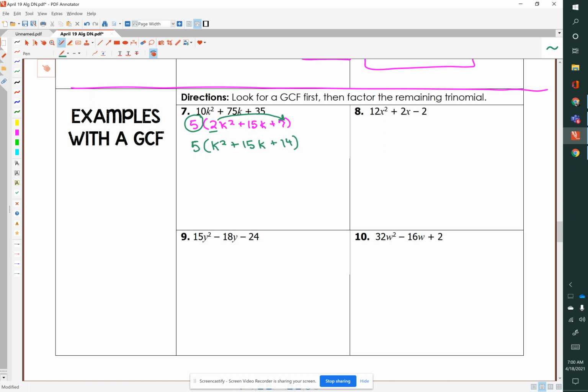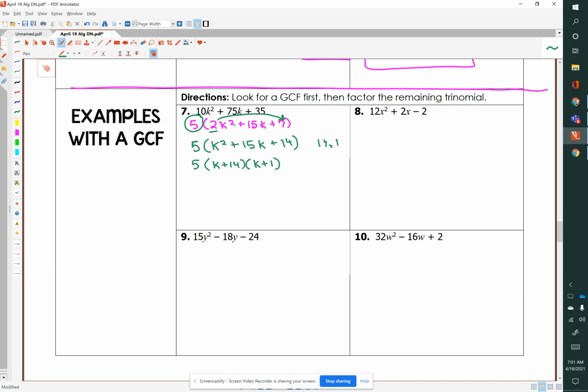Now I'm looking for two numbers that add to 15 and multiply to 14, and that's 14 and 1. 14 plus 1 is 15, and 14 times 1 is 14. So I still have my greatest common factor. Then I have my k plus 14 and my k plus 1.